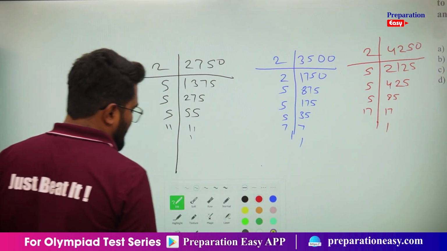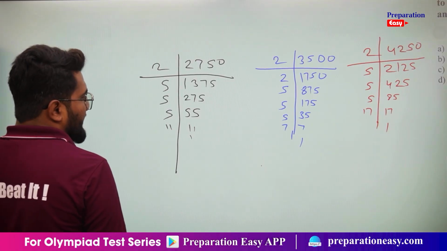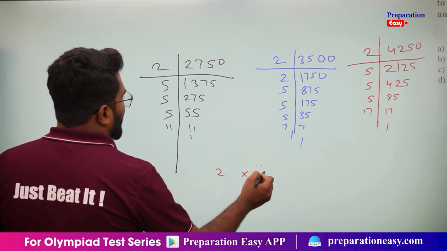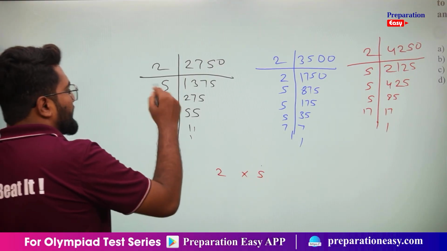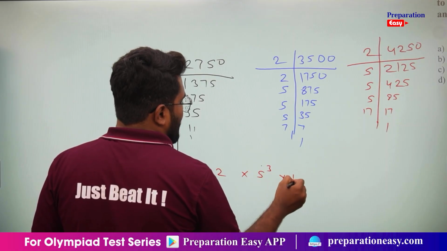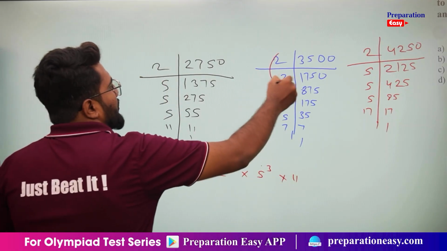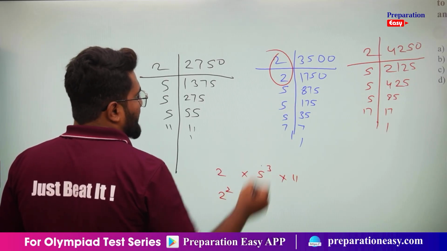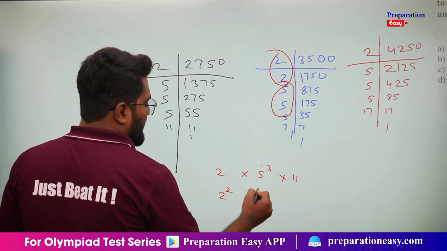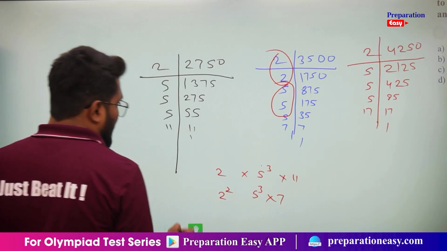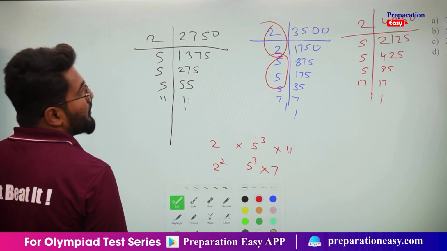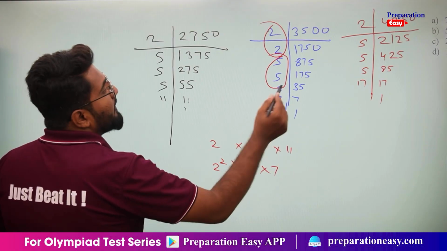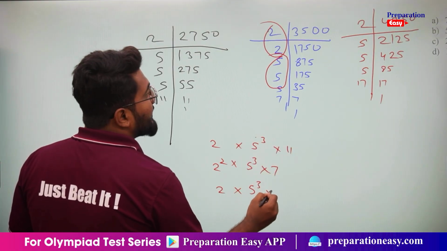We have to find the HCF. For 2750, I can write it as 2 multiplied by 5 cube multiplied by 11. For 3500, 2 square, 5 cube multiplied by 7. And at last, 4250 can be written as 2 multiplied by 5 cube multiplied by 17.